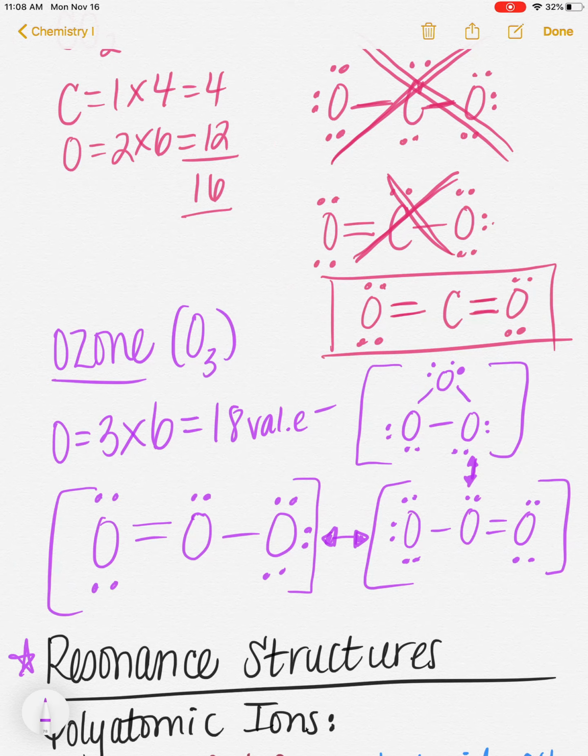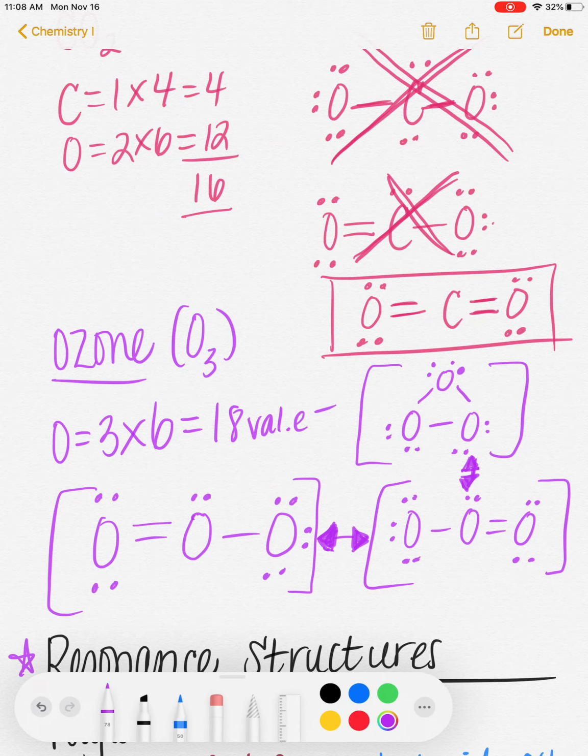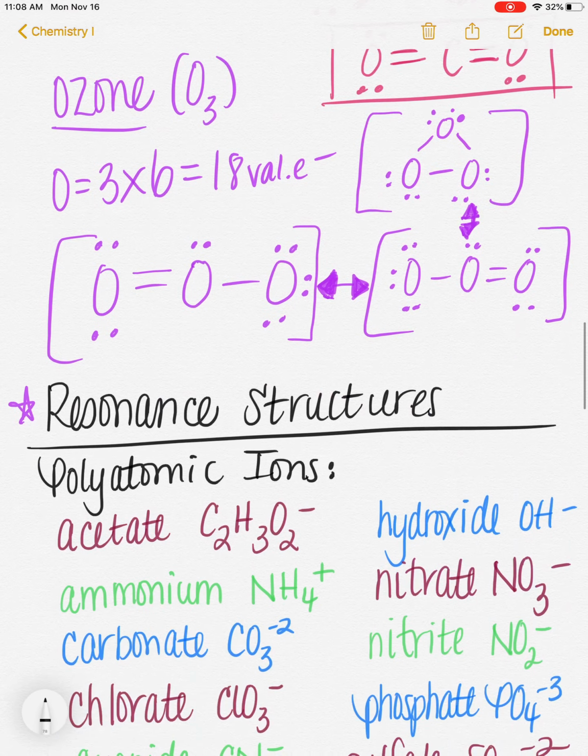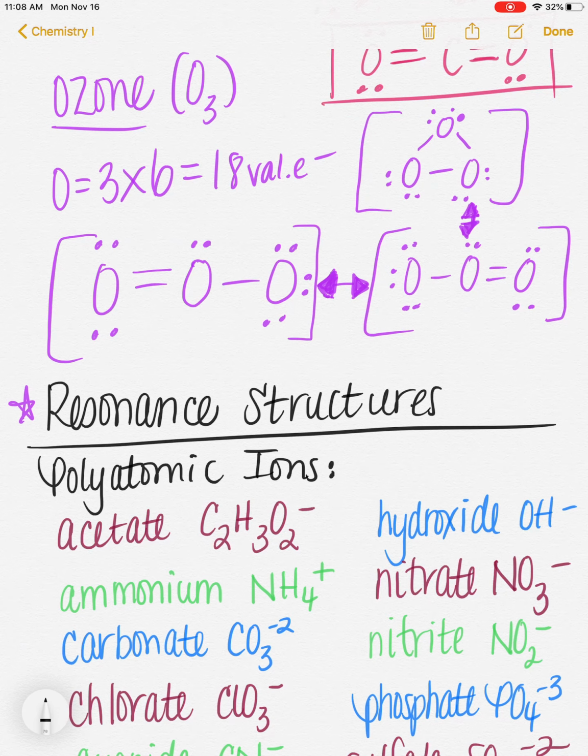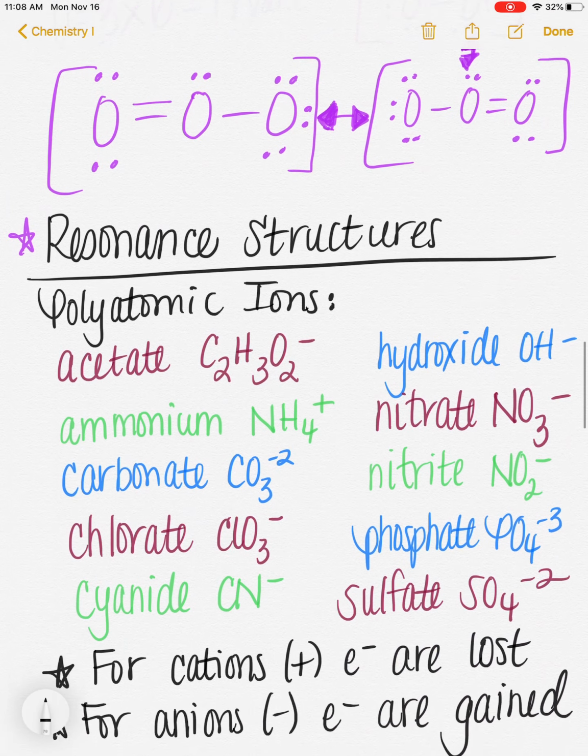So usually what we do is, you might notice here, I put brackets around each correct structure, and I put a two-sided arrow in between, because in nature, you're going to find all three of these versions out there. The ozone that is in nature is constantly changing back and forth between the different correct forms, and it's a mixture of all of these. All right, so resonance structures just mean that you have more than one correct structure for the same molecule.